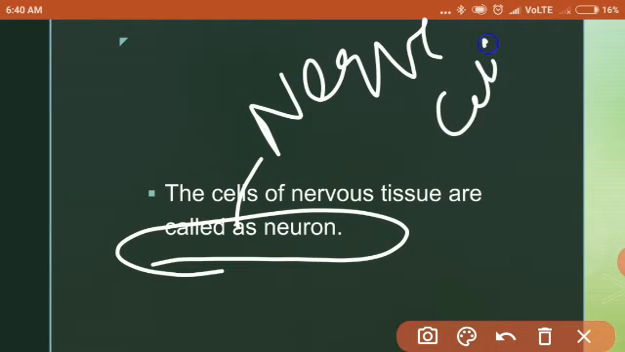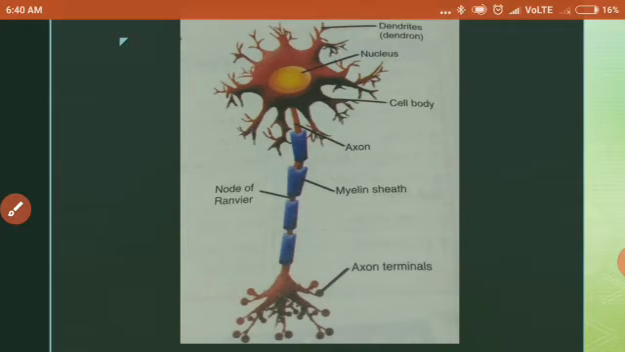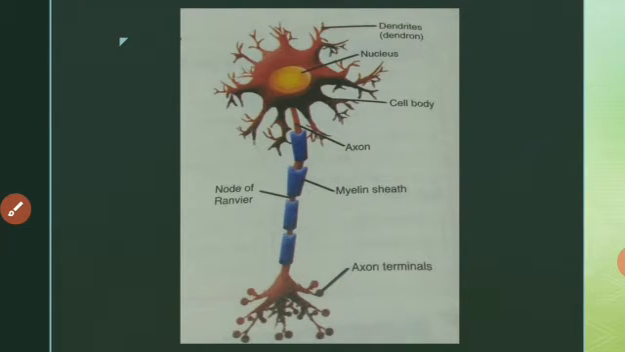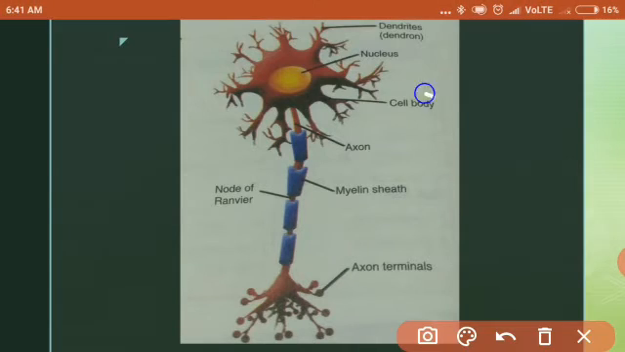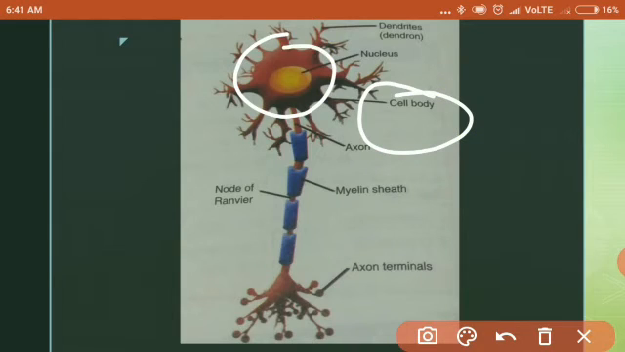Okay, then I told you that whenever we study about these cells, we will be studying about the structure of the cells that form the tissue. Now here nerve cells or the neurons form the nervous tissue. So we will see the structure of a neuron. This is the structure of a single neuron. Here, as always, a cell has a cell body. So this is the cell body of the neuron.